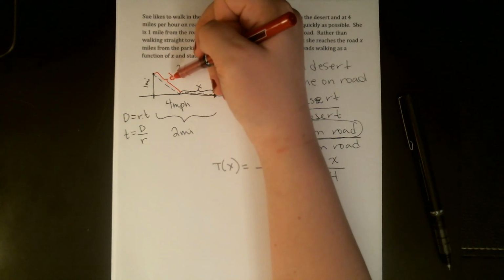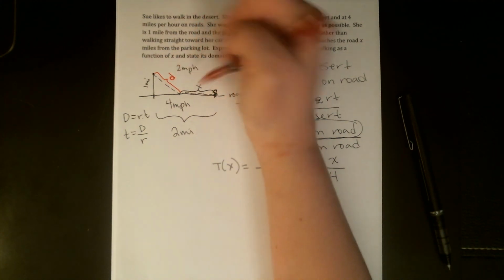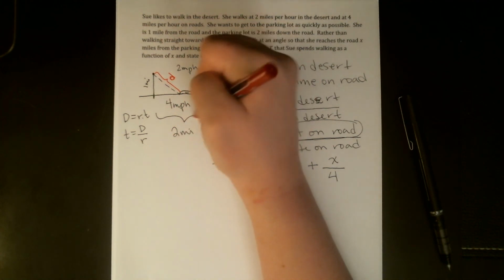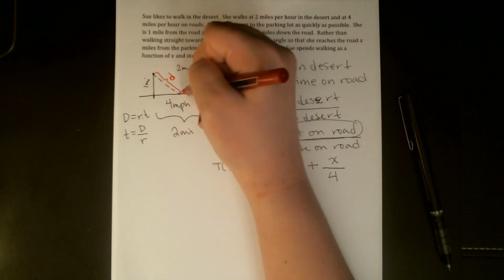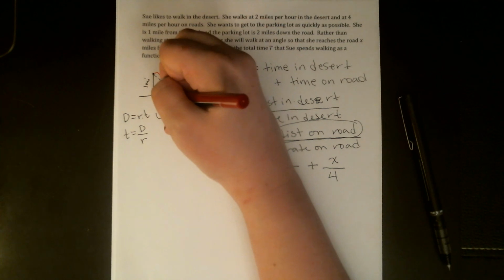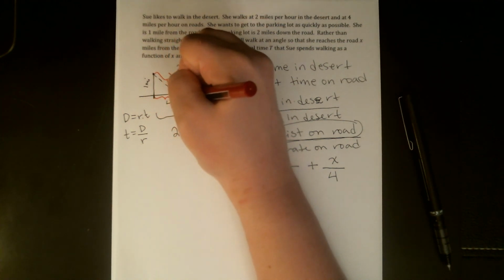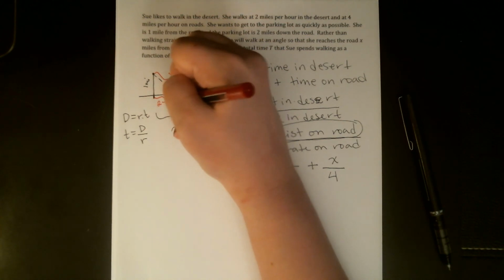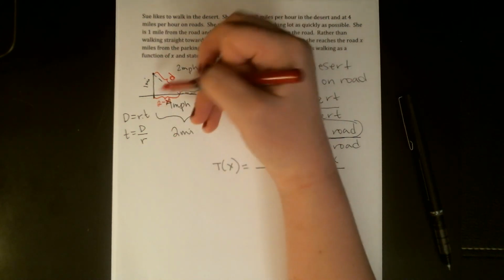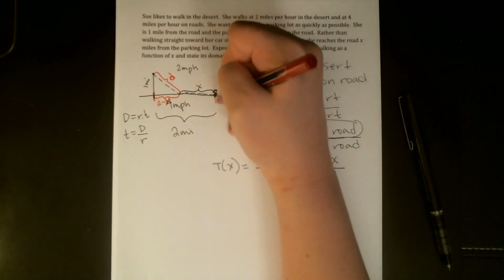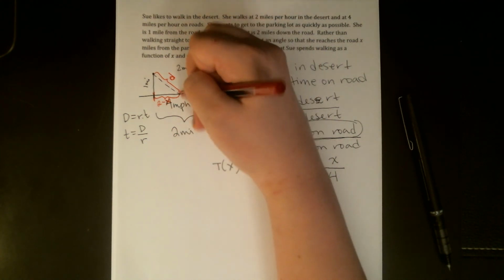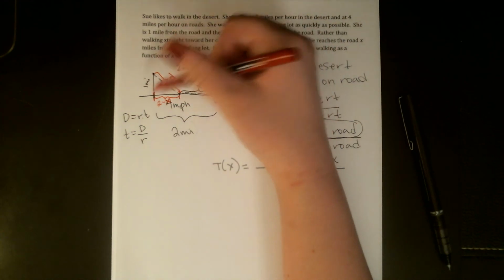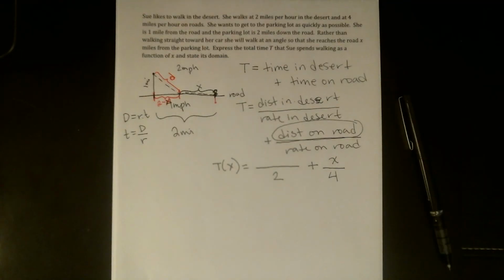In order to relate D back to x, I can see that of this 2 miles of distance total, I've used up x of them on the road, which means this part right here is a 2 minus x. So if the entire length of this segment of road is 2 miles, and the right-hand segment of the road is x miles, then the left-hand segment is 2 minus x miles.